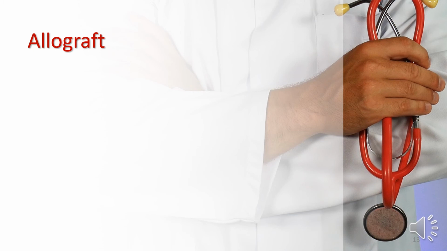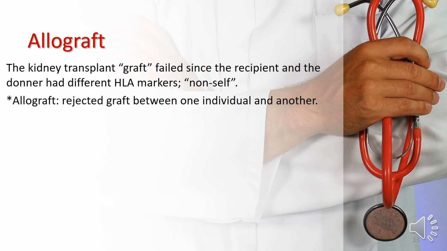This is called allograft. Allograft meaning that the recipient and the donor, meaning the person receiving the transplant, and the person giving the transplant, have different HLA molecules, meaning that the body will identify it as non-self. This is called allograft, and it's rejected between one individual and another. So usually allograft, they are rejected.